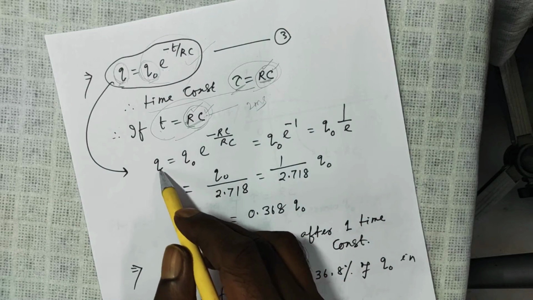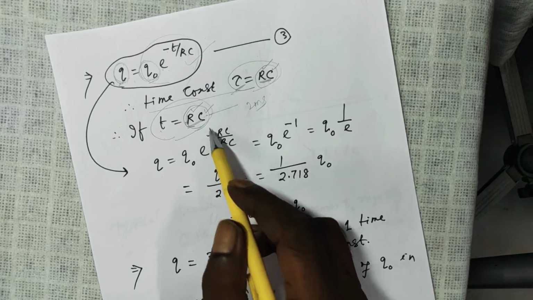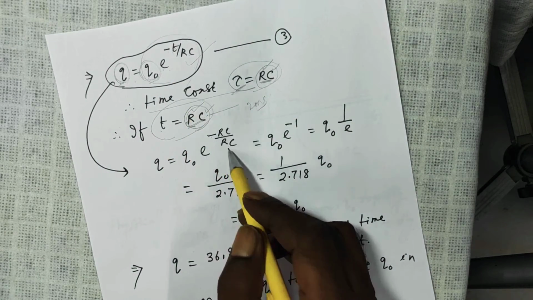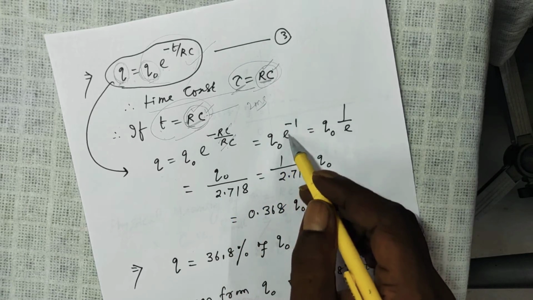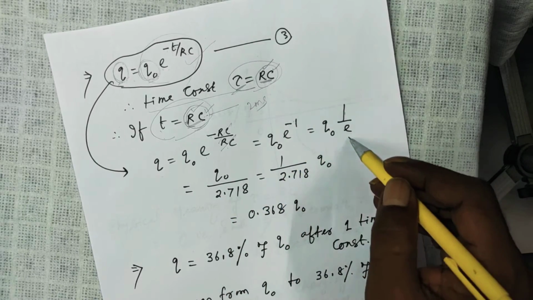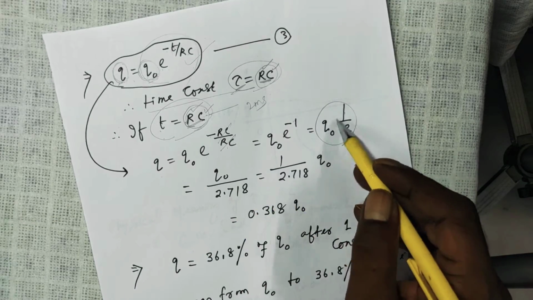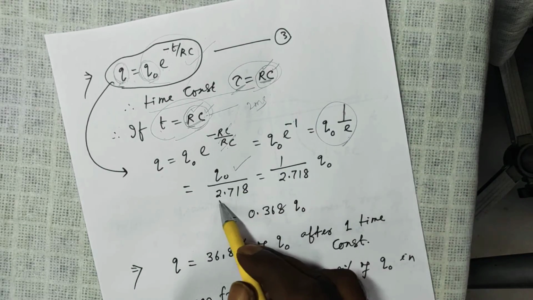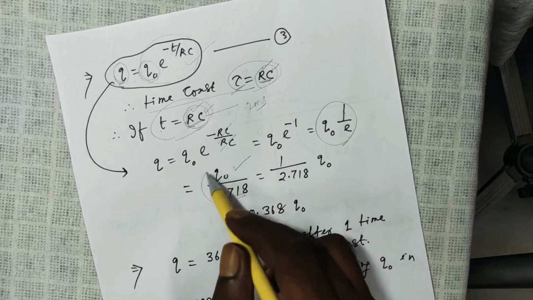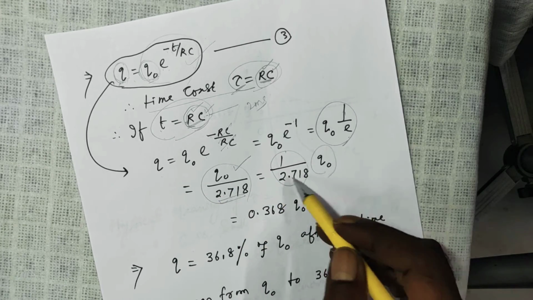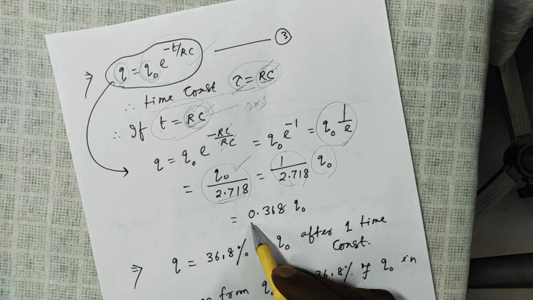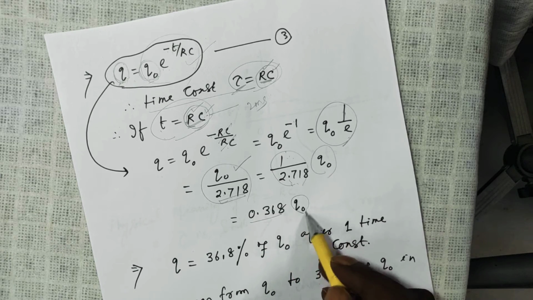So here we know Q is equal to Q naught e to the power minus t by RC. For t, I put RC. So RC cancels, e to the power minus 1, and e to the power minus 1 is 1 by e. So this is the same thing as 1 divided by e, into Q naught. If you divide with a calculator, this comes out to be 0.368 times Q naught.